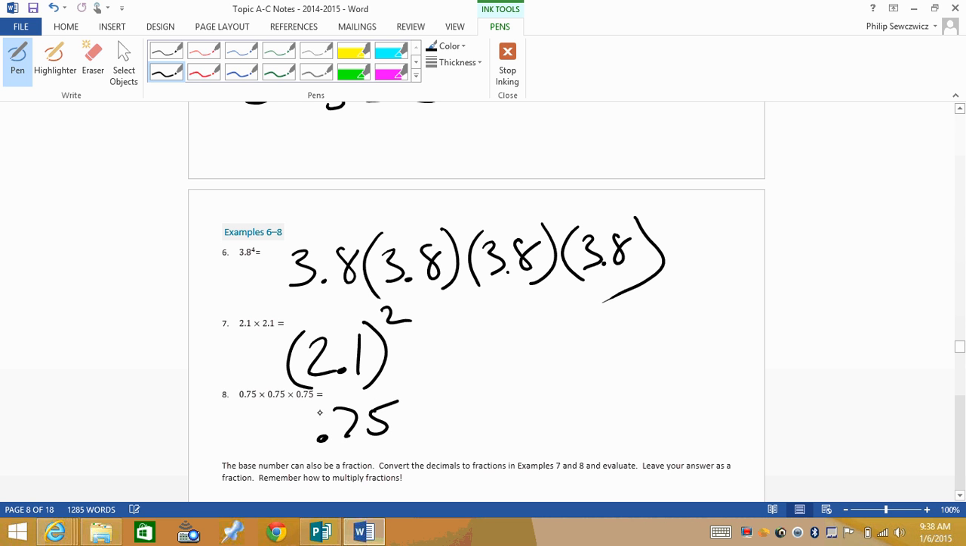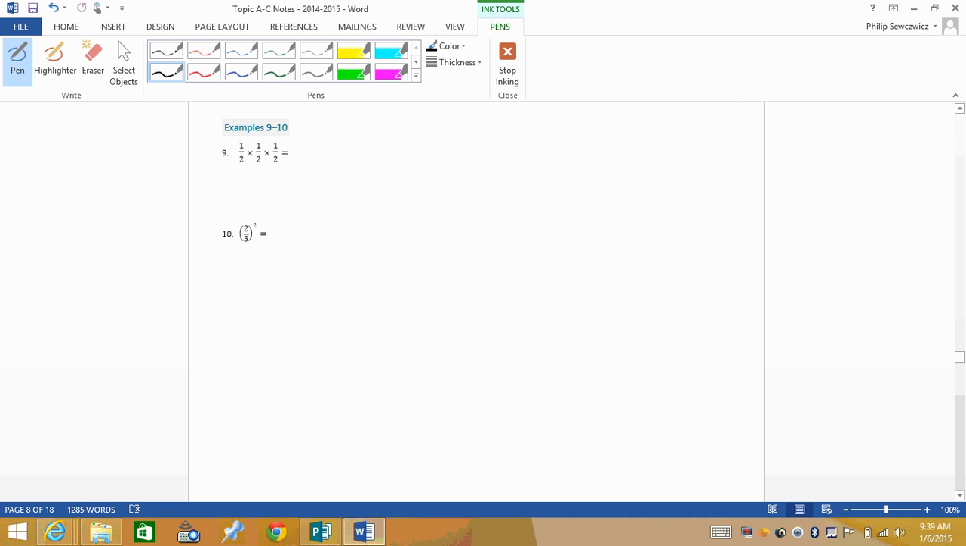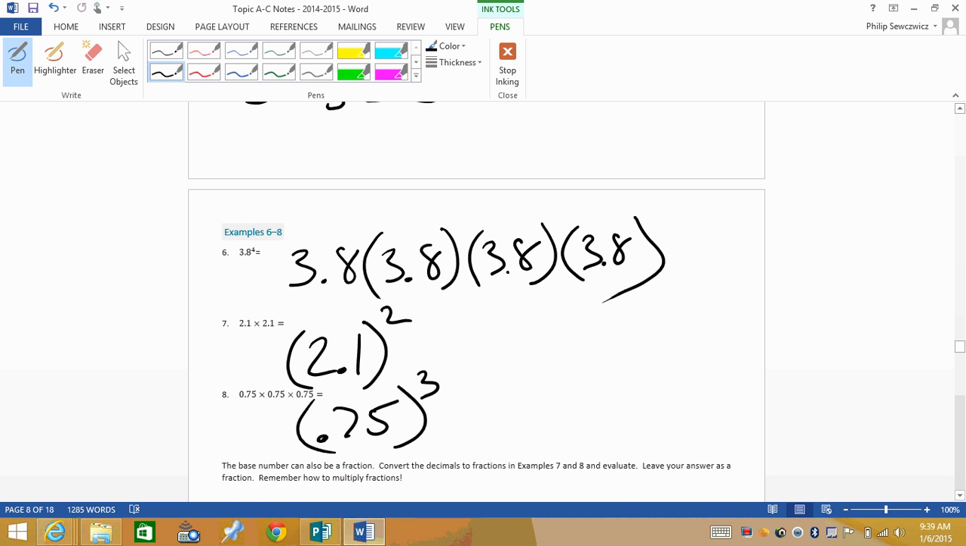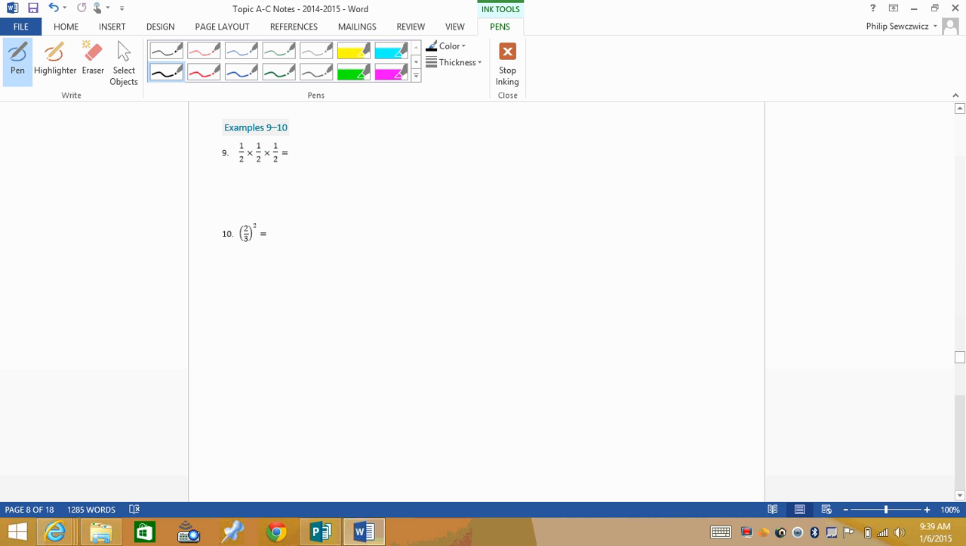So that would be 75/100ths. We'd wrap it in parentheses, and there's 3 of them, so it's to the 3rd power. So again, little things that we end up doing. These last 2 guys we're going to make sure we solve as well.